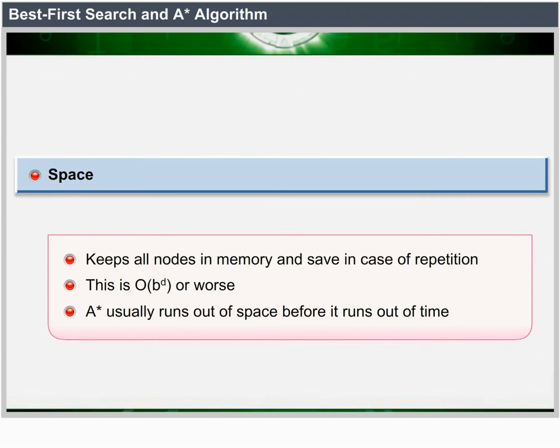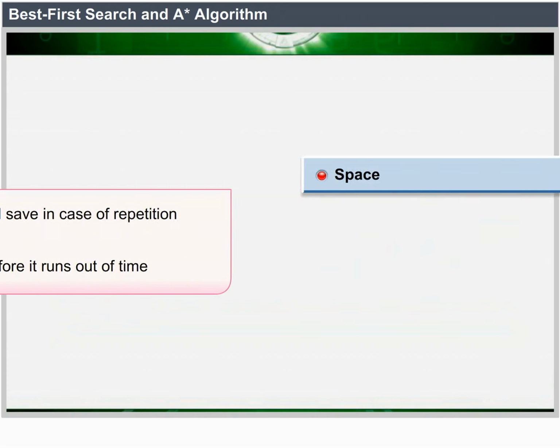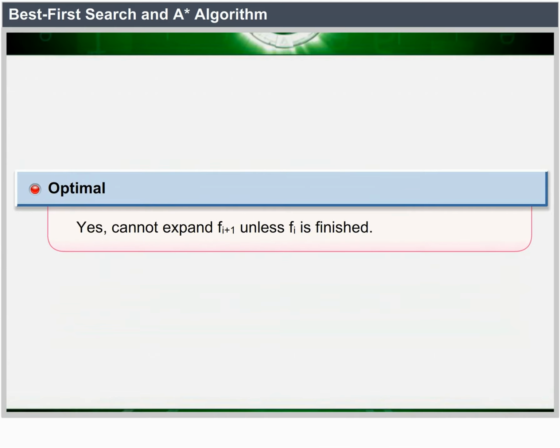Space: keeps all nodes in memory and saves them in case of repetition. This is of order b^d or worse. A star usually runs out of space before it runs out of time. Optimal? Yes, it cannot expand fi+1 unless fi is finished.